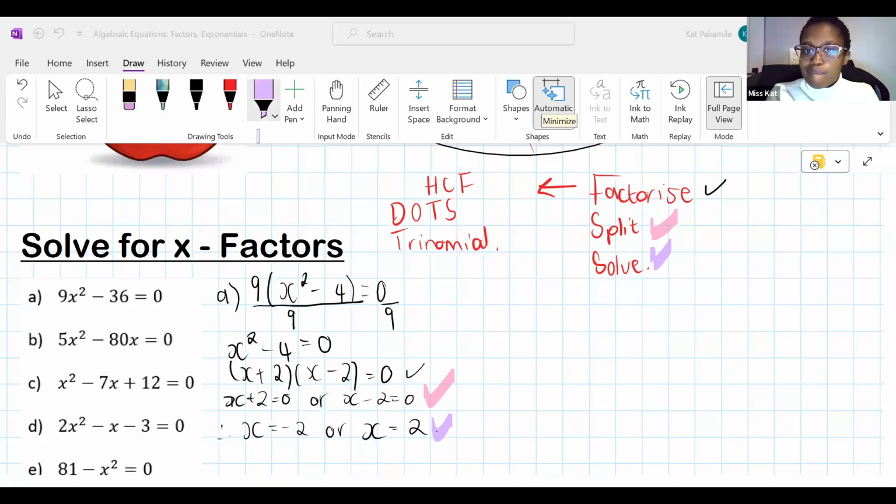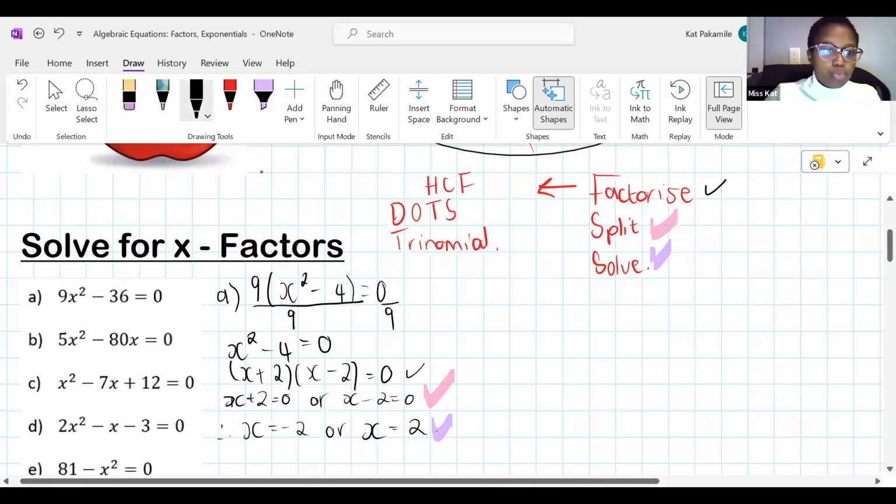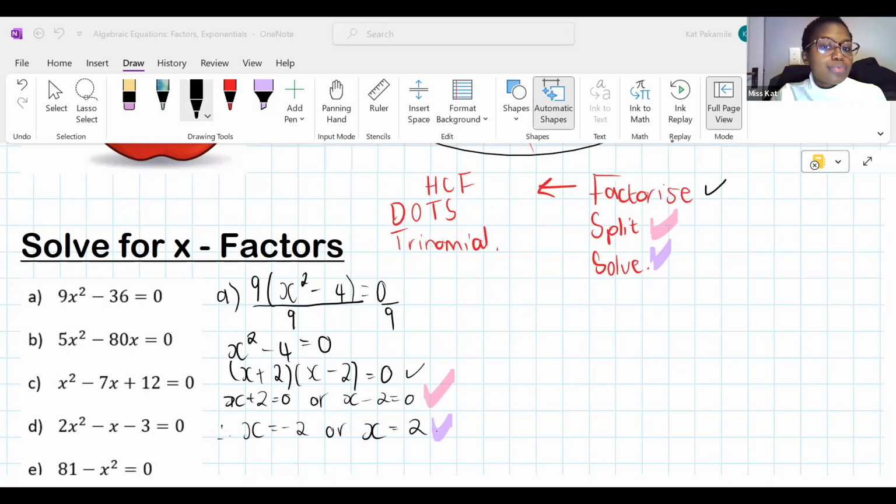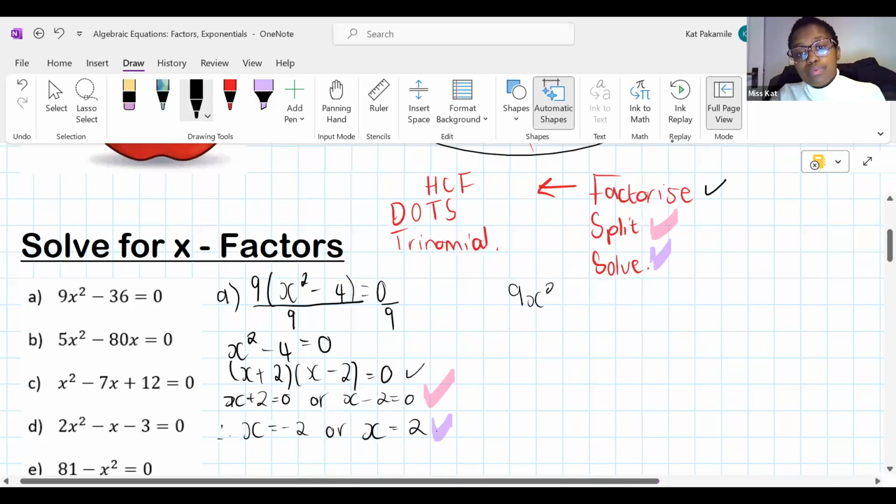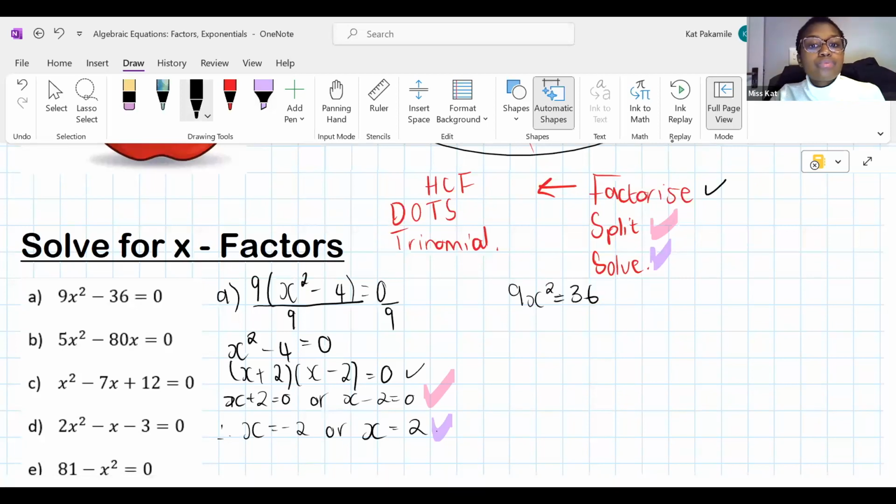Ma'am, although I didn't do factorization, I got your answer. I said 9x squared equals 36. x squared equals 36 over 9, and I said x squared equals 4. And I said x is the square root of 4, which equals 2. But you only got one solution. You forgot the plus minus.